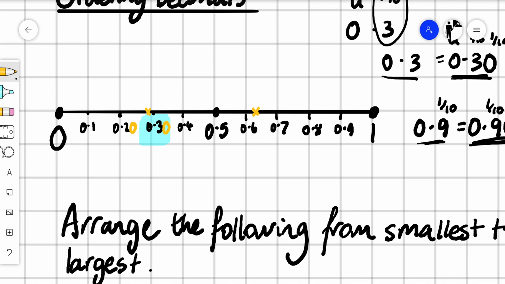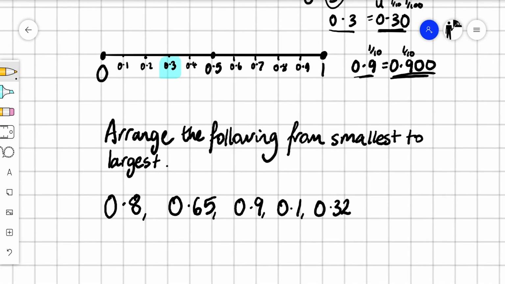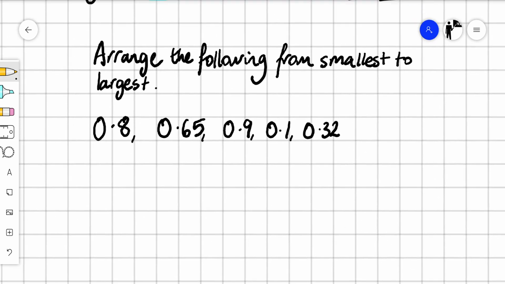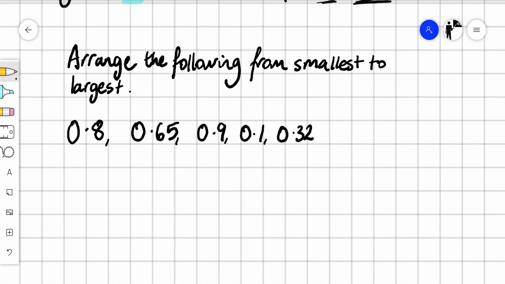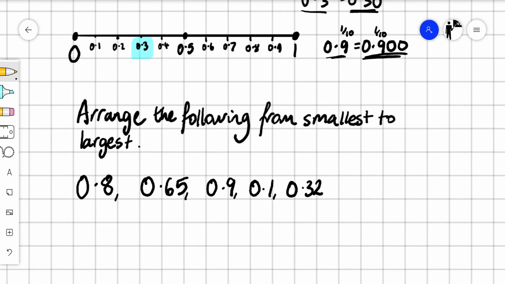So we can use these ideas to help us arrange numbers and order decimals in a given direction. Here we want to do it from smallest to biggest. So arrange the following from smallest to biggest: 0.8, 0.65, 0.9, 0.1, 0.32. I'm actually going to mark these on. So 0.8 is going to be here. So I've done that one.